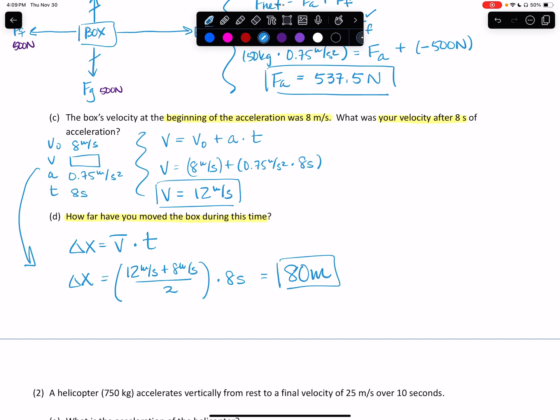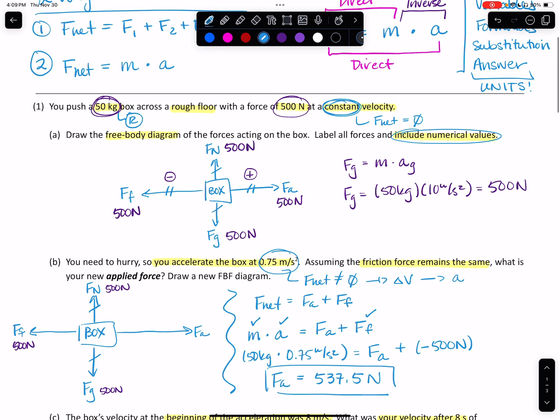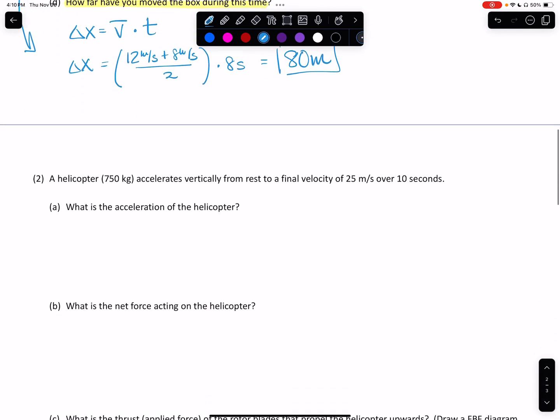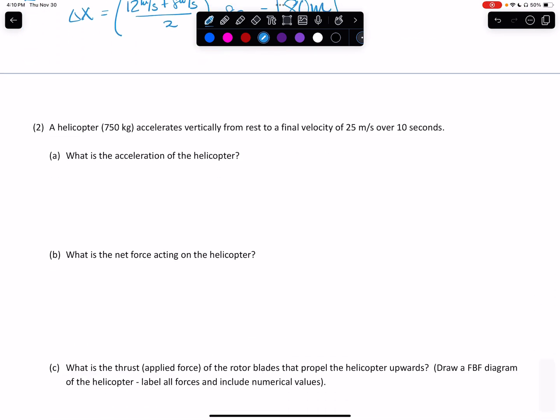Okay, so this is just an example of how we can use Newton's second law to find some of our initial information, which we then use to find velocity, time, change in position, and all of those variables we've been working with. All right, let's try one more together.